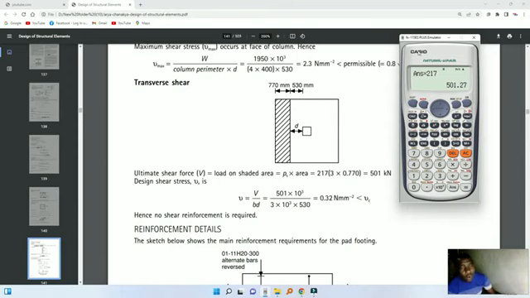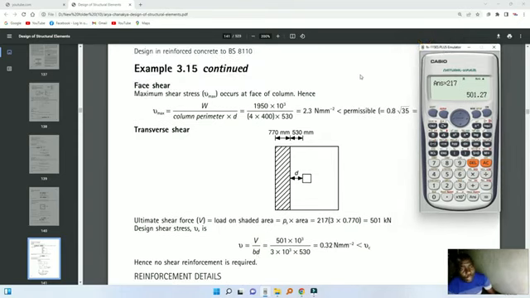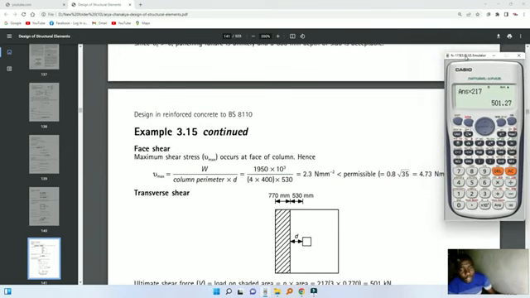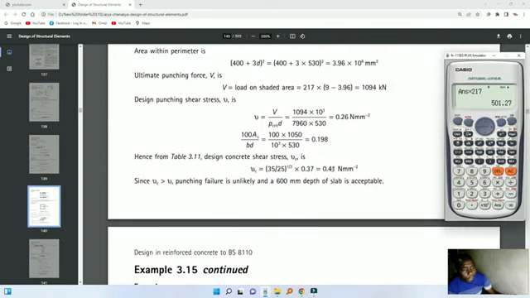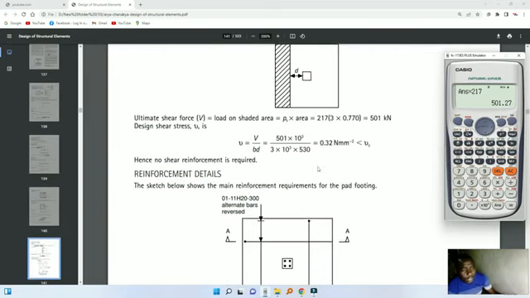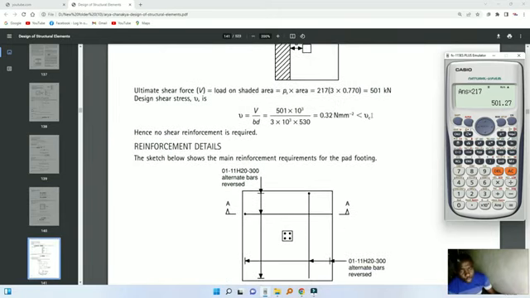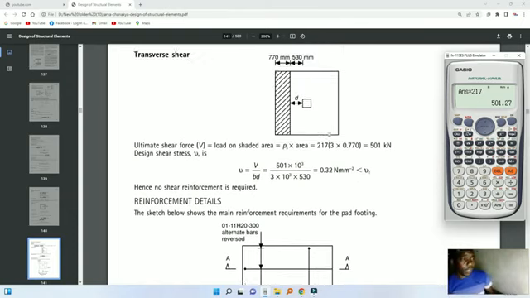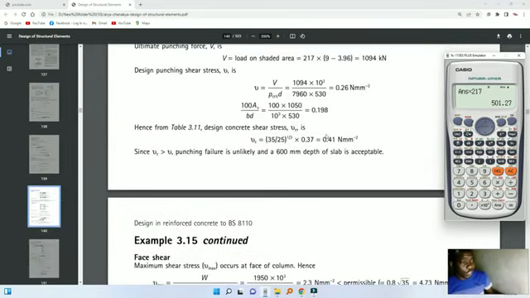Okay, now if you still remember, we already calculated the amount of shear that this can carry. Let me just go back a bit. Okay, it's 0.41 newtons per square millimeter. So this number that you come up with should be less than 0.41, which is exactly what it is, so it is safe. Okay, so that is how you calculate the transverse shear.